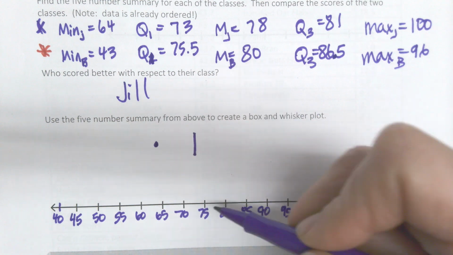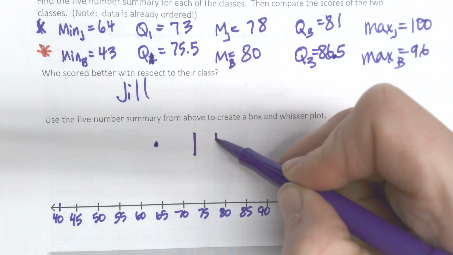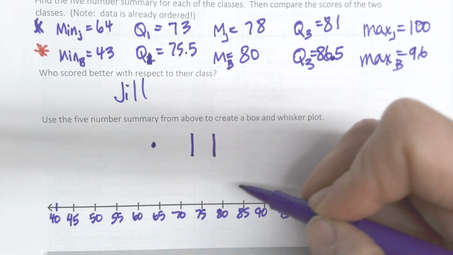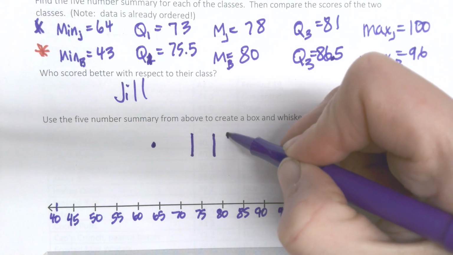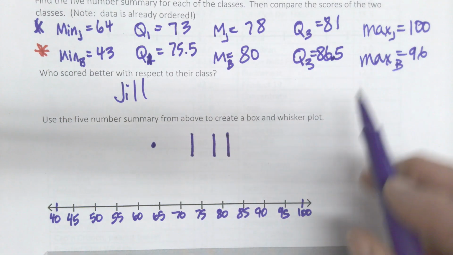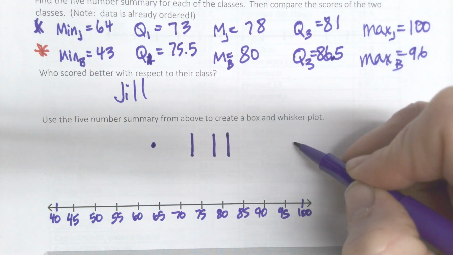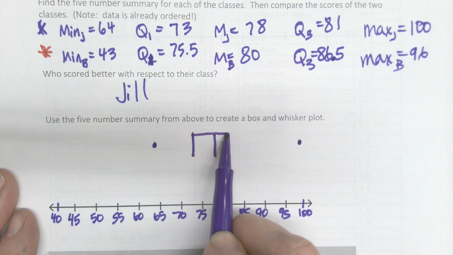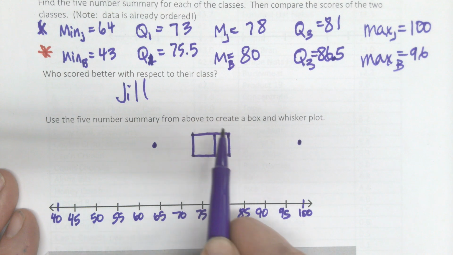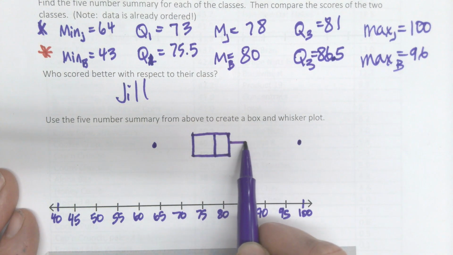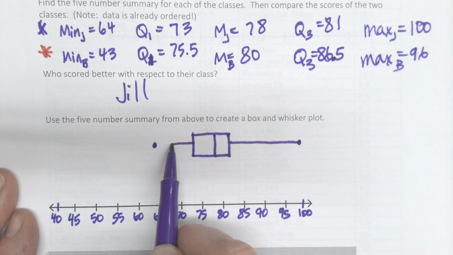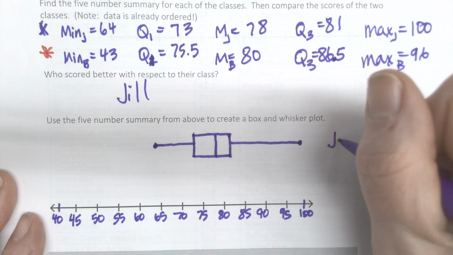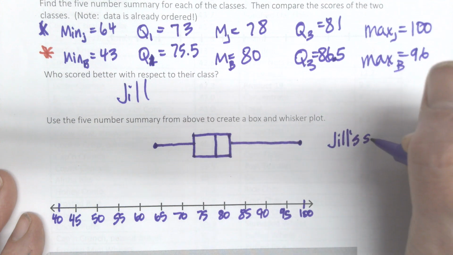The median is 78, so I approximate 78. I do another line. The Q3 is 81. I approximate 81. I do another line. And then lastly, the max is 100, so I put a dot on the max. And then this is how I create my graph. I connect the 3 lines and make the box, and then I extend the box to the end points to make the whiskers. So this is my box and whisker for Jill's class.